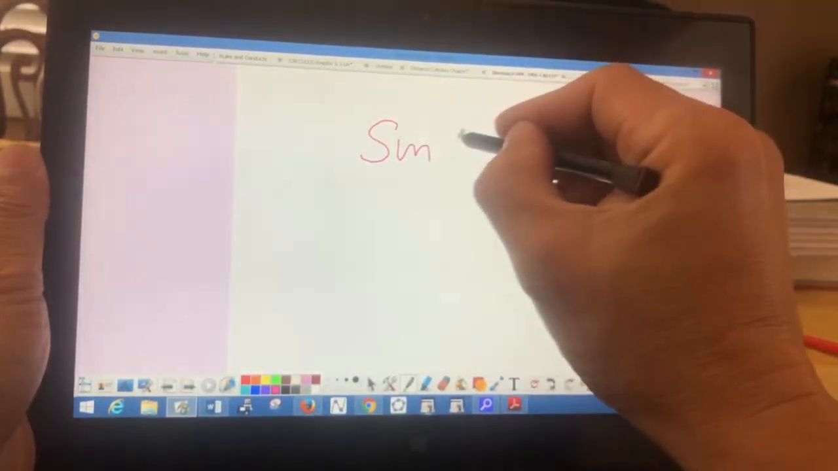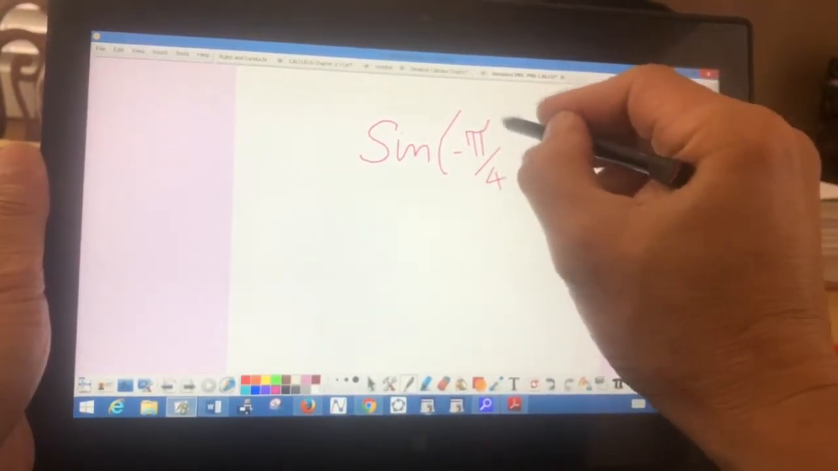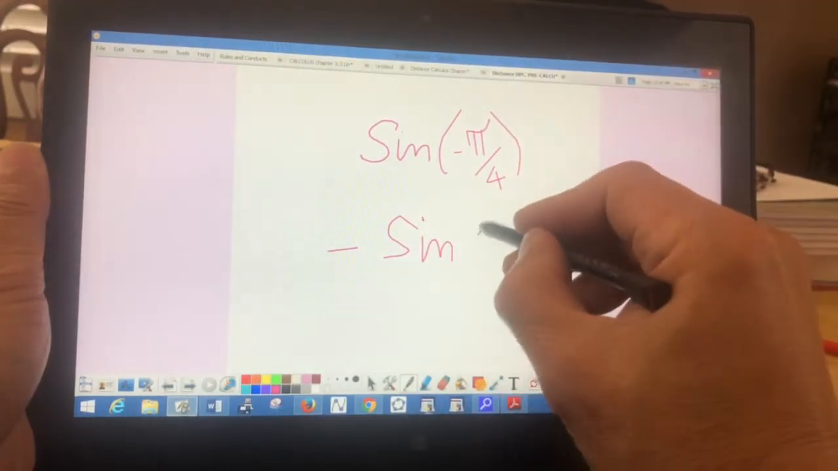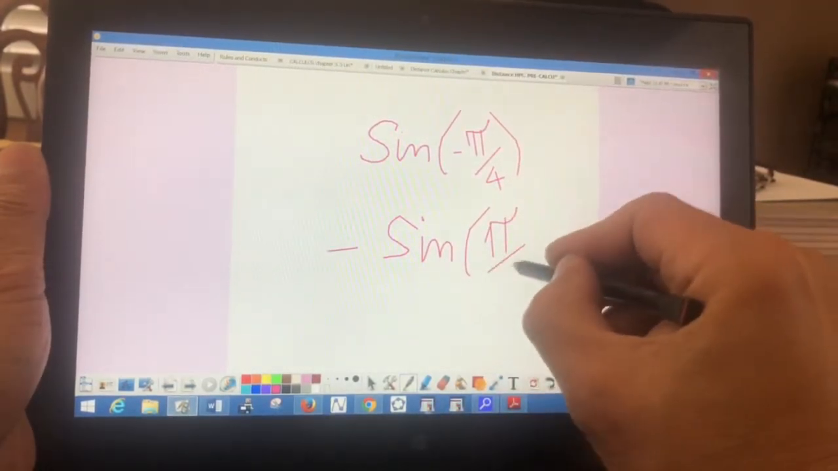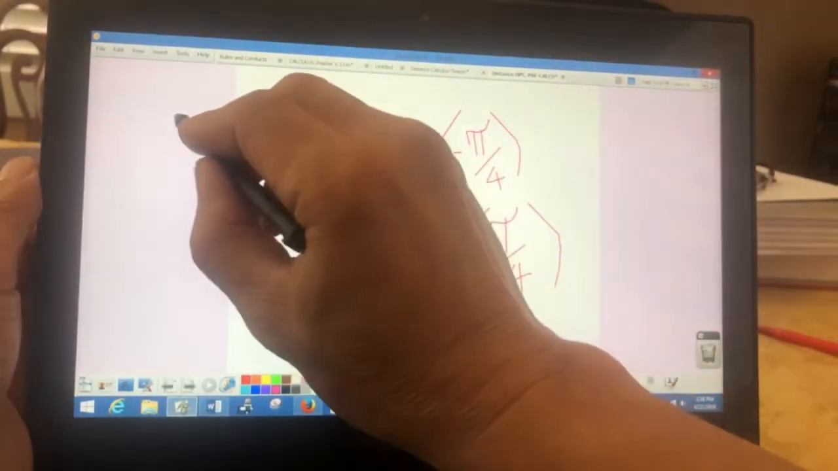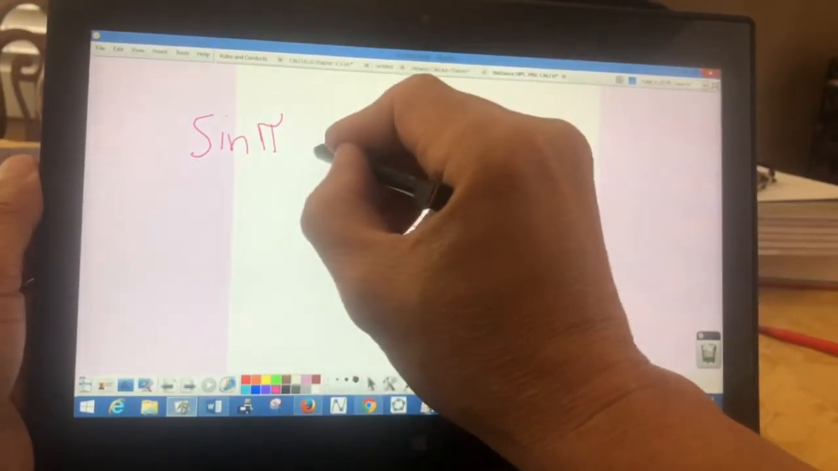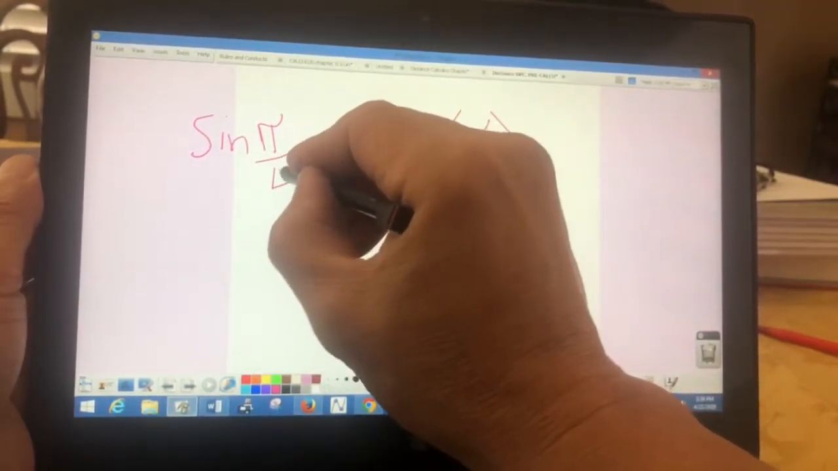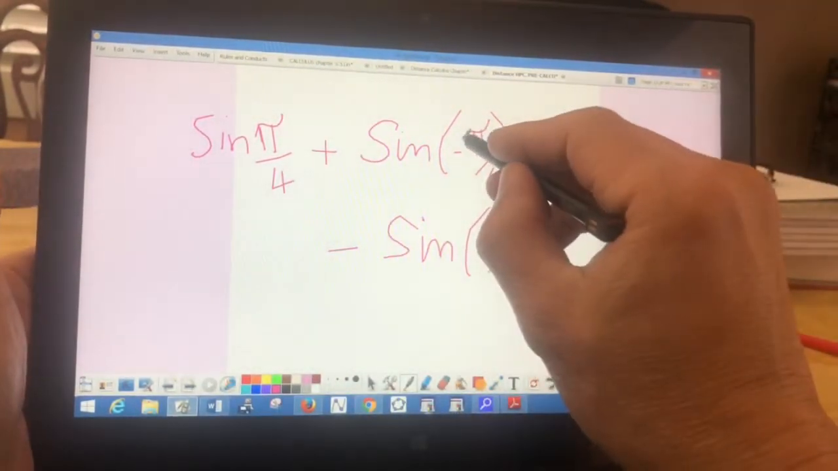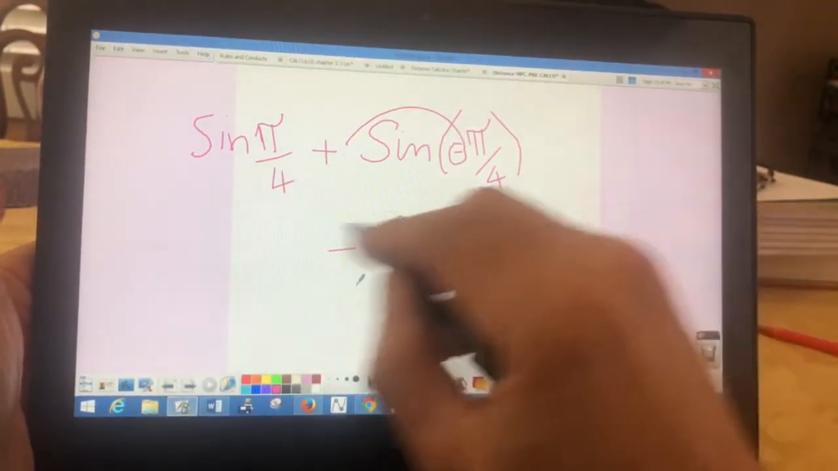Sine of negative pi over 4 is the same as negative sine of pi over 4. So that's that. Okay, so let's say you have sine pi over 4 in front of this guy, and then you've got a plus. So now you notice that you have sine pi over 4 in both. Now if you take this negative and move it out here, you get the negative of sine pi over 4.